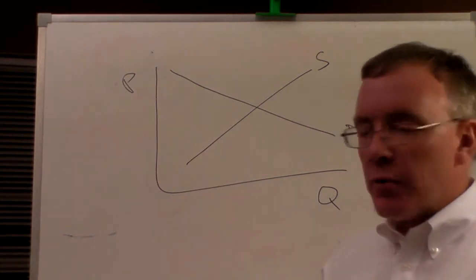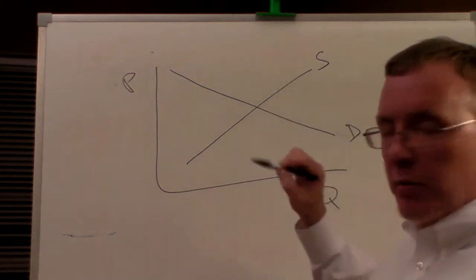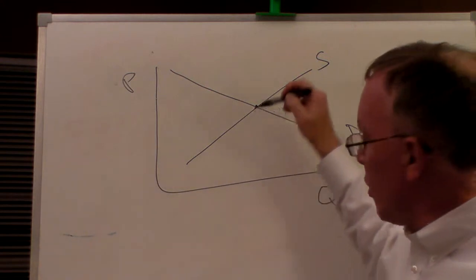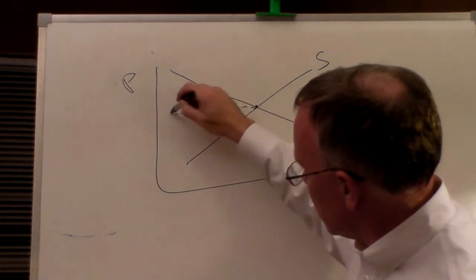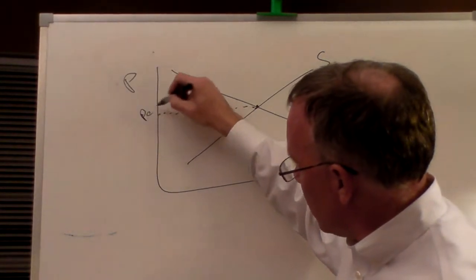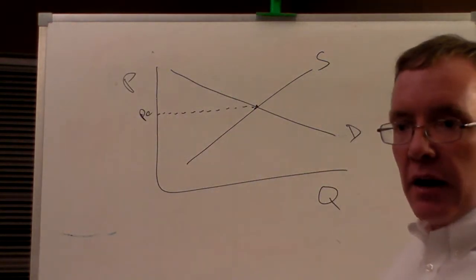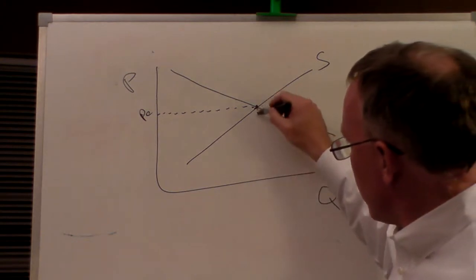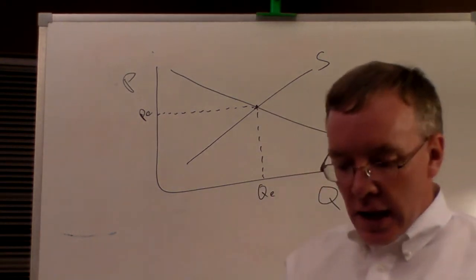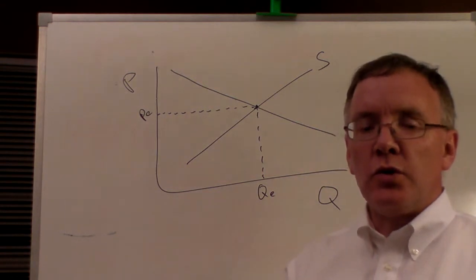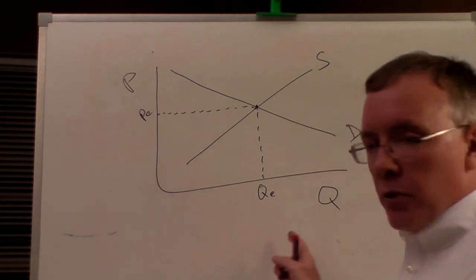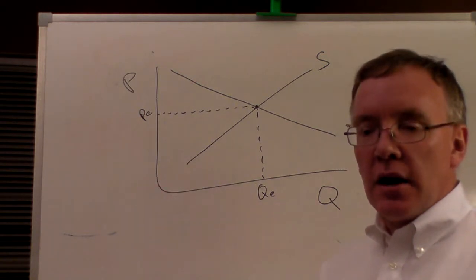Now, very important, don't just put a little dot right where they meet. The equilibrium price is over on the y-axis, so you draw a straight line over to find the equilibrium price. Similarly, we go straight down from the point where they cross to find the equilibrium quantity. And the market is going to find this equilibrium price and quantity by itself.